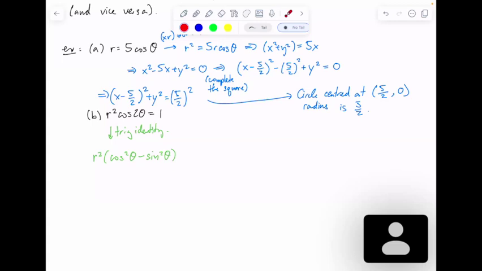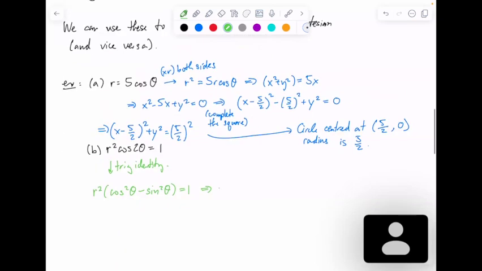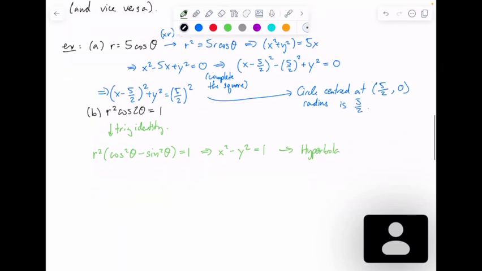So cos squared theta minus sine squared theta equals 1. Now multiply out: this is r squared cos squared theta minus r squared sine squared theta. That's r cos all squared minus r sine all squared. Well, r cos is x, so that's x squared minus y squared equals 1. And this is a hyperbola. Let me draw it out for you.